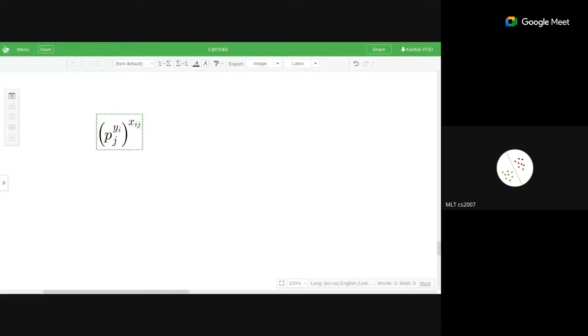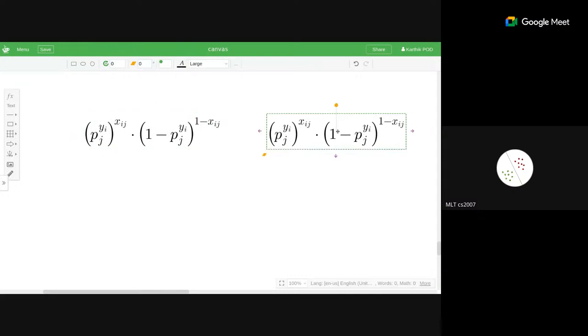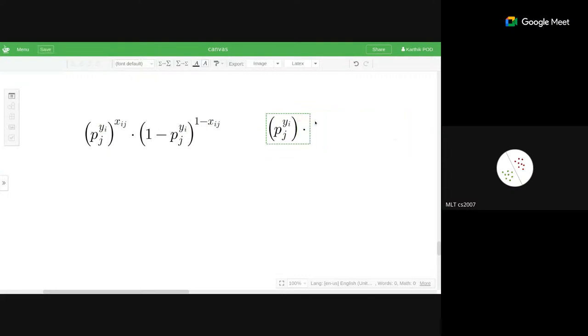Now I'll also complete the other thing, so this is times. So this is the expression. It seems like a very complicated expression at the face of it. Tell me what this expression will boil down to if x_ij is equal to 1. If x_ij is equal to 1, what will happen to this? 1 minus x_ij is 0, so this is just 1 and it will go away. It will just be p_jy_i.